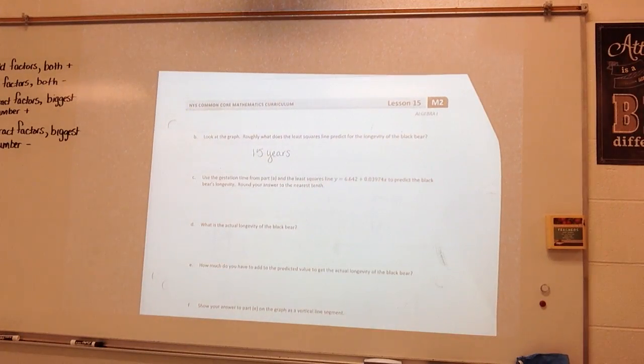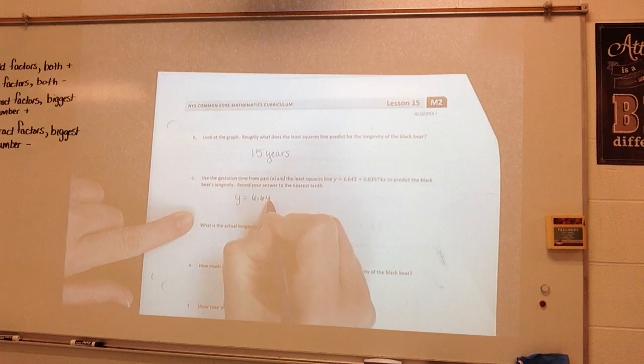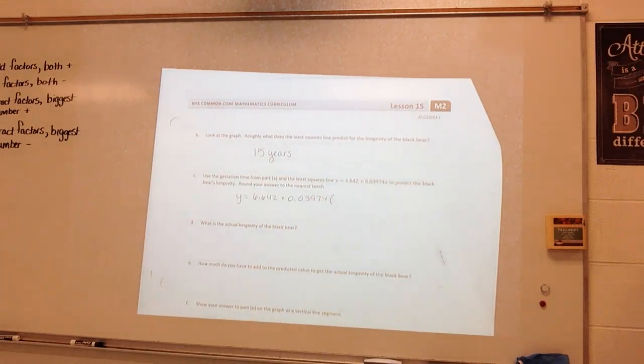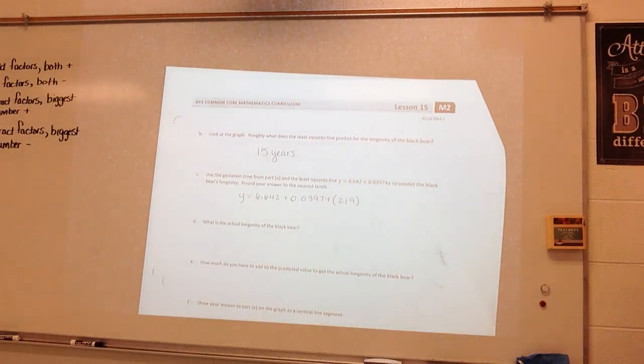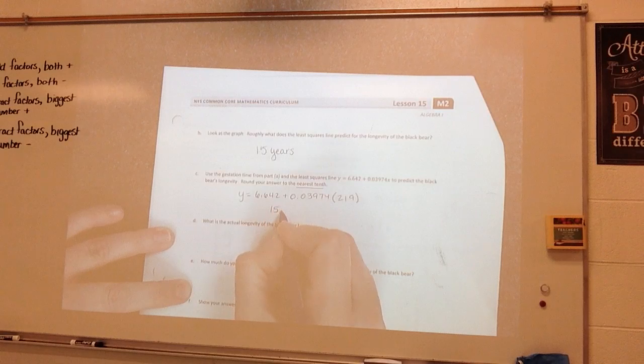So about 15 years. Now use the gestation time from part A and the least squares line to predict the black bear's longevity. So let's do this. y equals 6.642 plus 0.03974 times 219 days. When I plug that into the calculator and round to the nearest tenth, I get 15 3/10 years.